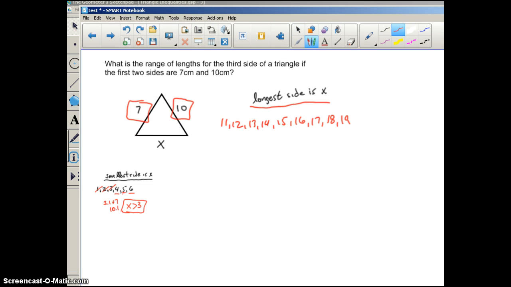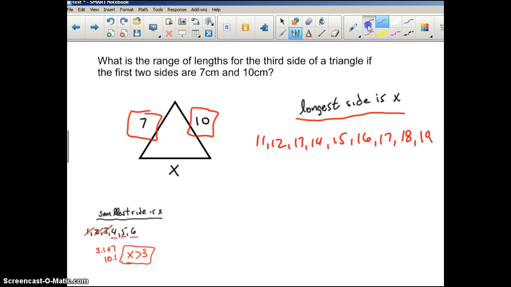So let's go through these quickly. Let's say we take 11, for example, and we find out that the two smallest sides in the triangle are now 7 and 10. 7 and 10 are bigger than 11, so they make a triangle, so 11 works. 7 and 10 are bigger than 12, so that works. And you're going to find that 7 and 10 are bigger than all of these.